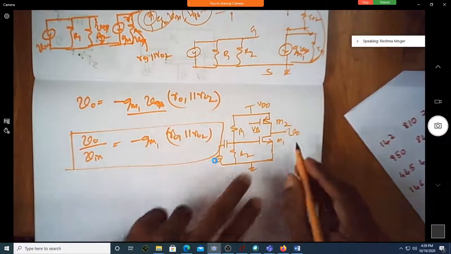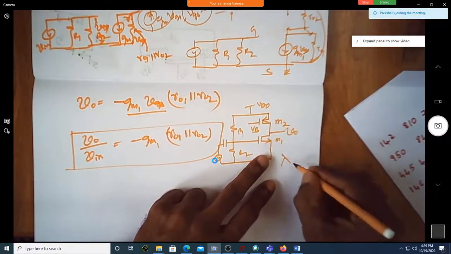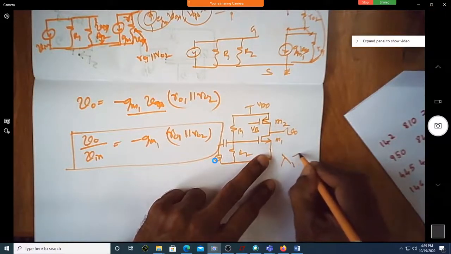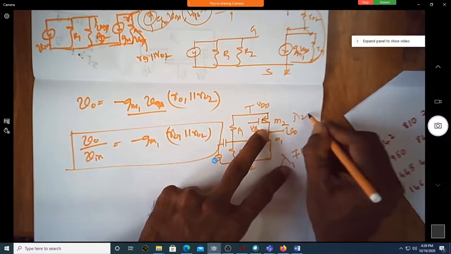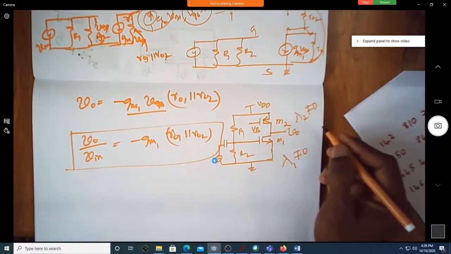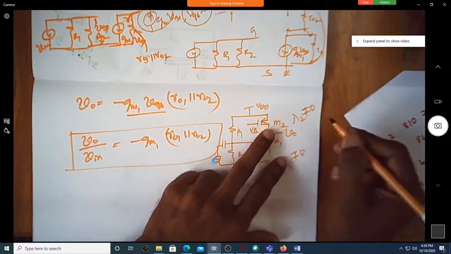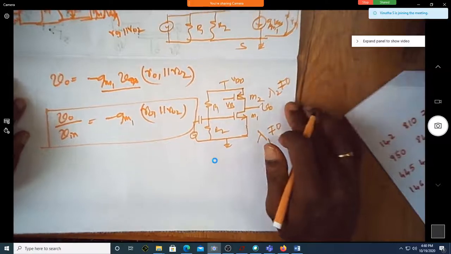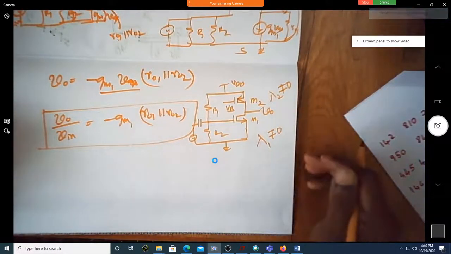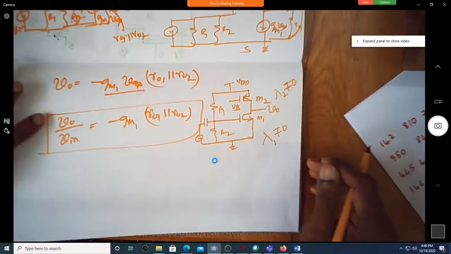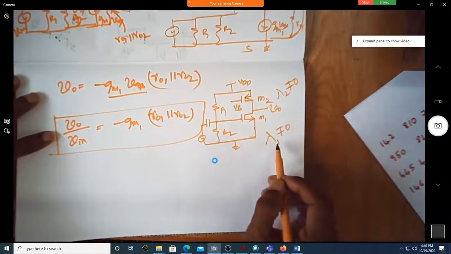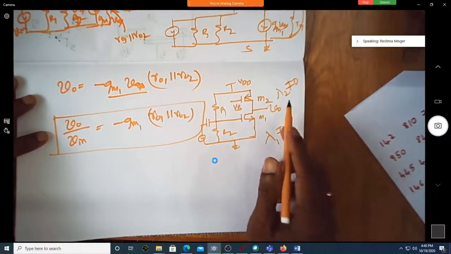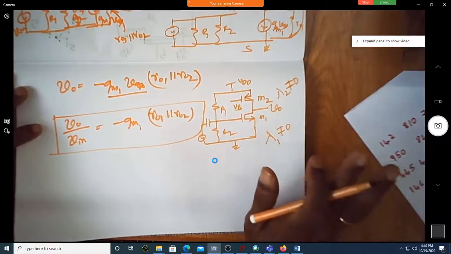Fine. Even if it is lagging, corresponding to M1, I will write it as lambda 1 is non-zero. Here lambda 2 is non-zero. Okay, once I share the video, you can clearly see it. Now, these two are having some channel length modulation. That's why lambdas are non-zero. So it can be 0.1, it can be 0.01, it can be any value.